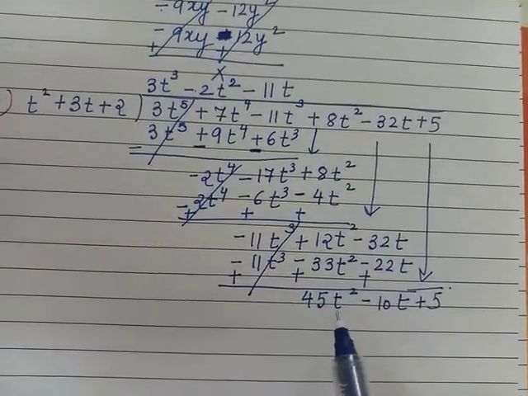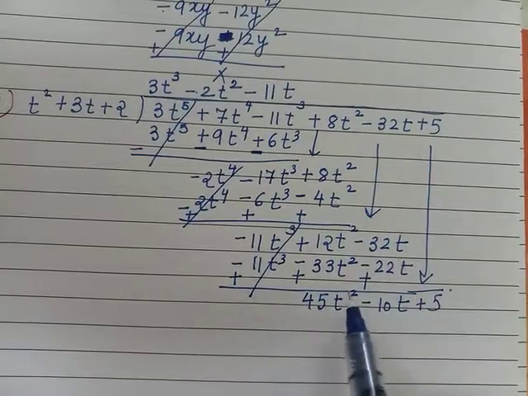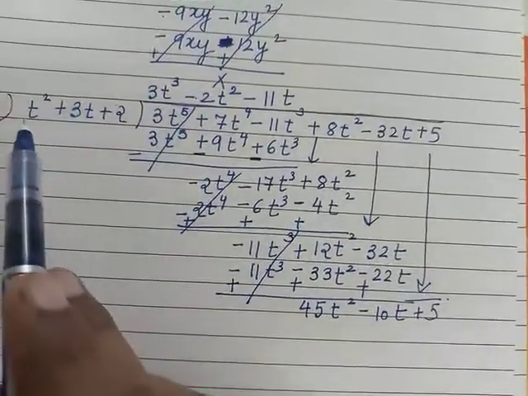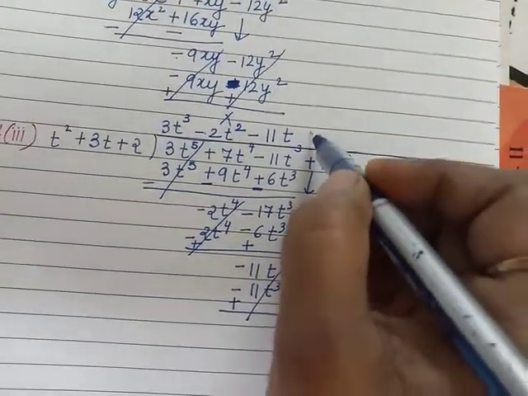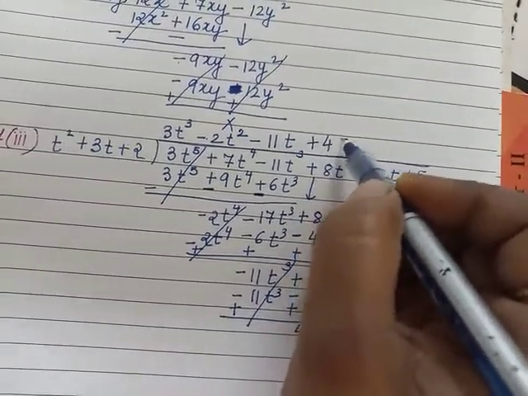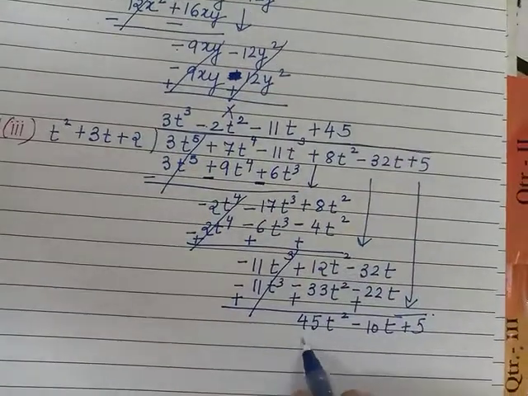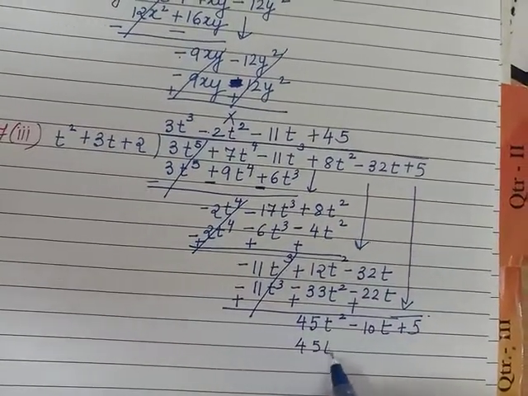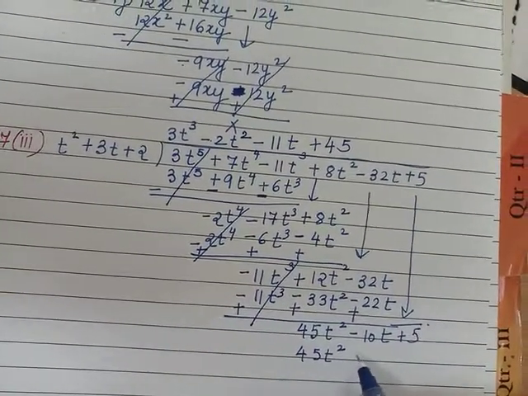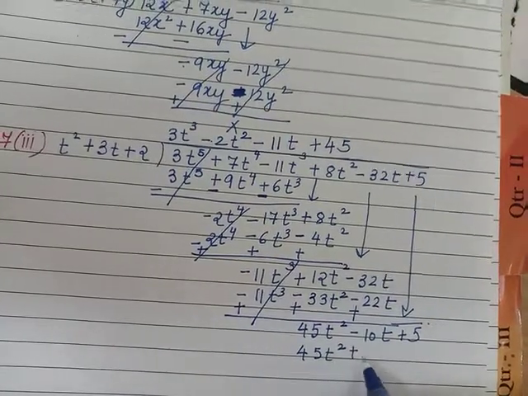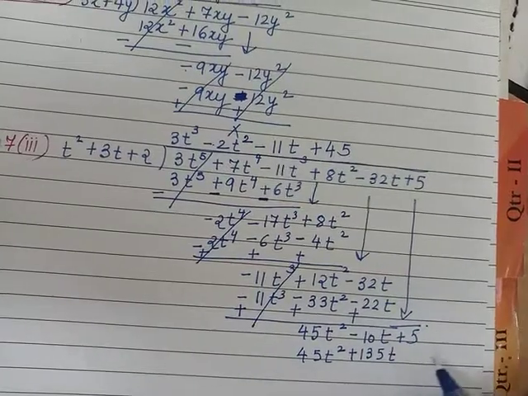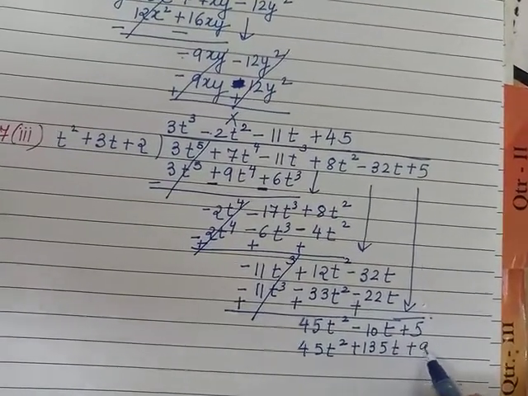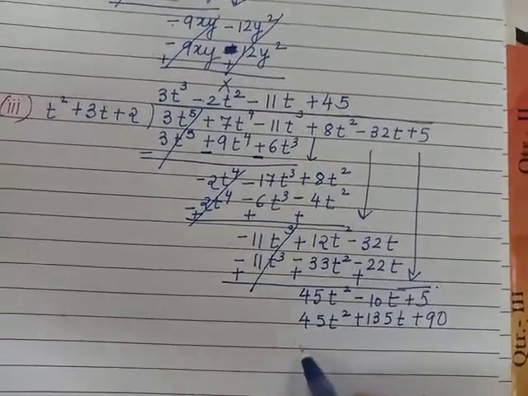Now what term to be eliminated firstly? That is 45t square. T square is already there. That means what we need extra there? Plus 45. So I write plus 45 in the quotient. So what we get here? 45t square. 45 3s is 135. So plus 135t. And 45 2s is 90. So plus 90. I have written.